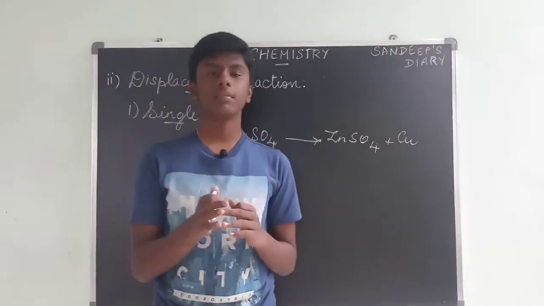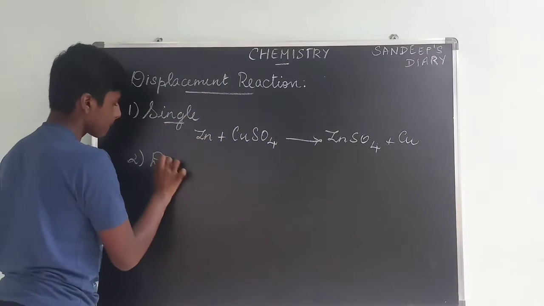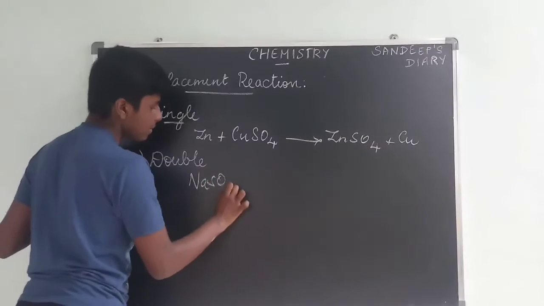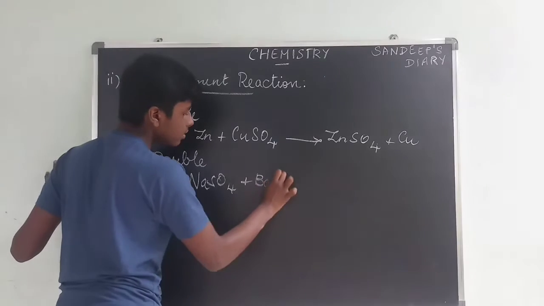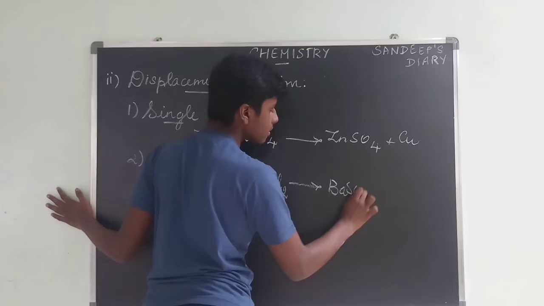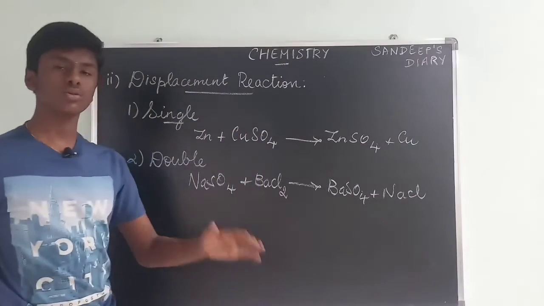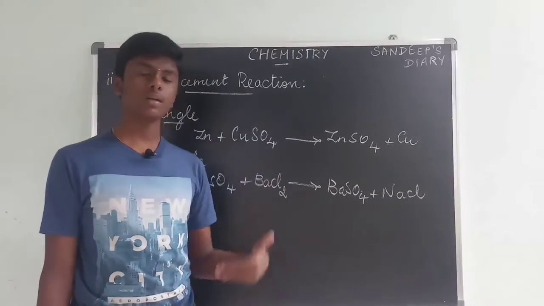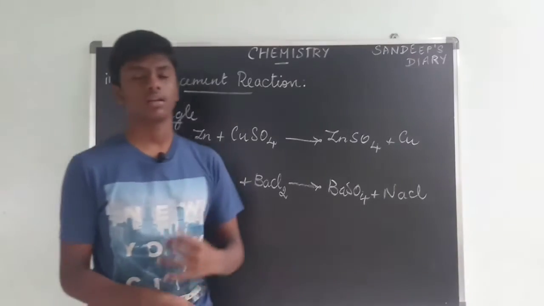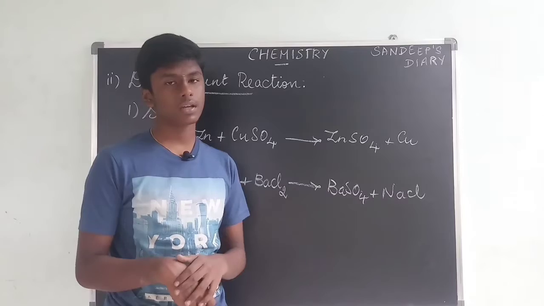Next is the double displacement reaction. Sodium sulfate plus barium chloride produces barium sulfate plus sodium chloride. Here you can see two substances displace two other substances. So this is double displacement reaction. Double displacement reaction is also called precipitation reaction.